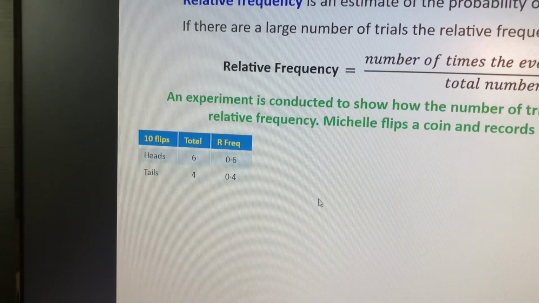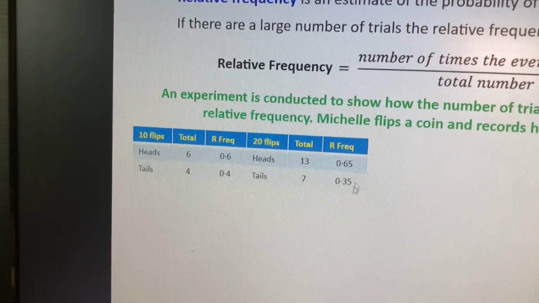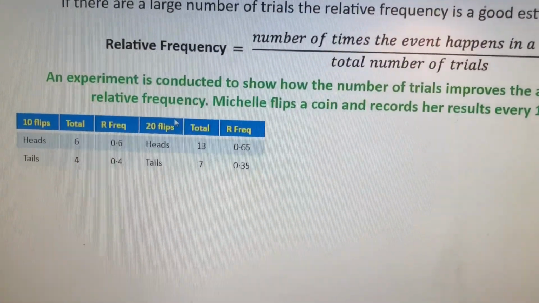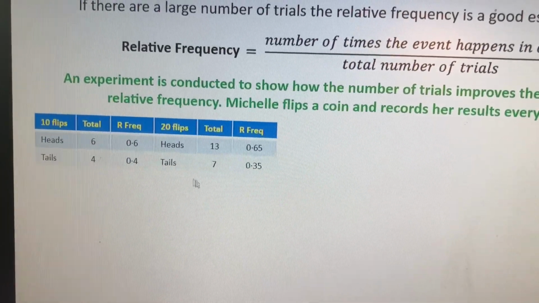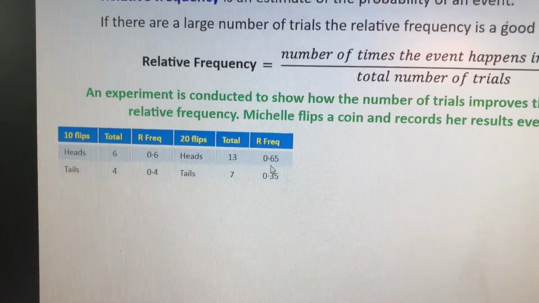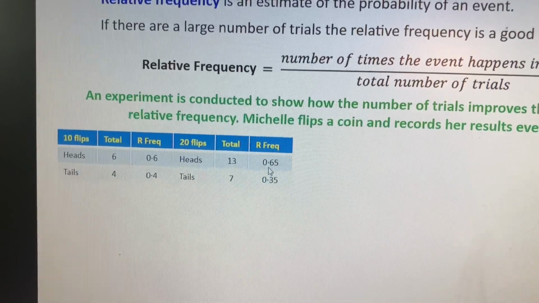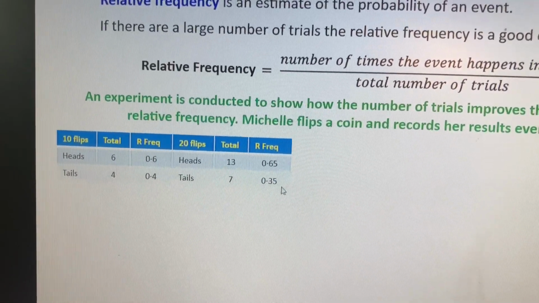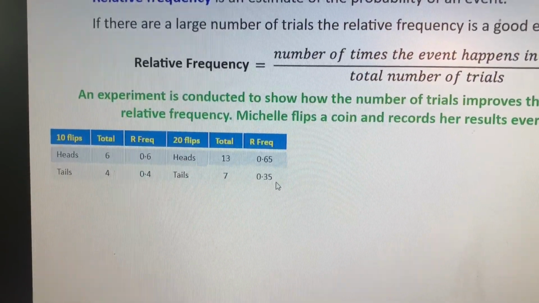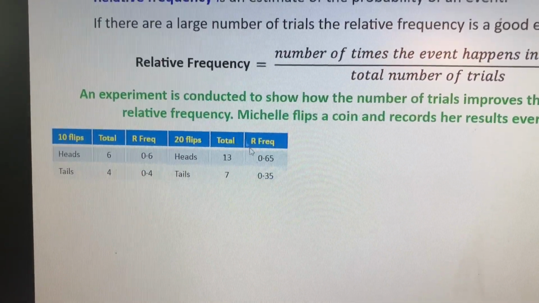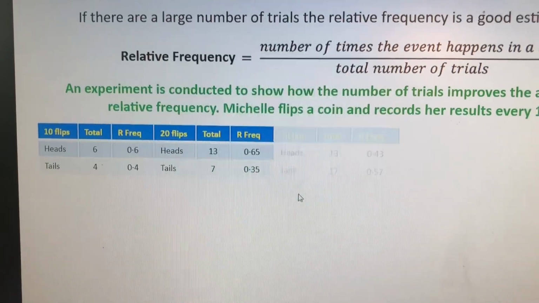So instead of 10 flips, let's have a look. She goes on to 20 flips. So if she did 20 flips, then she'd have got 13 heads, 7 tails. Let's have a look at her relative frequency this time, 0.65, 0.35. It's still not at the 0.5 that we know it to actually be. The number of trials is still too low.